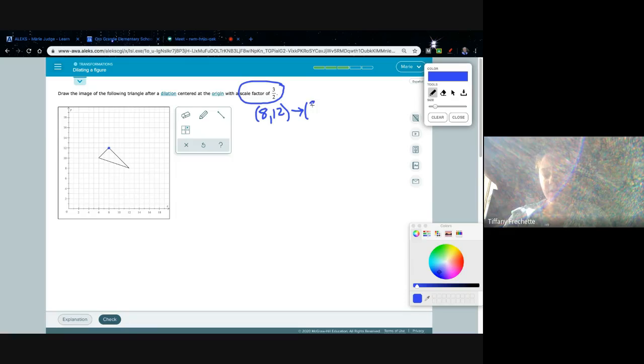So we're going to go 3 halves, not 2/3. 3 halves is different than 2/3. So 3 halves actually tells me that this figure is going to get larger because 3 is on the top, it's bigger. So we're going to multiply 3 over 2.